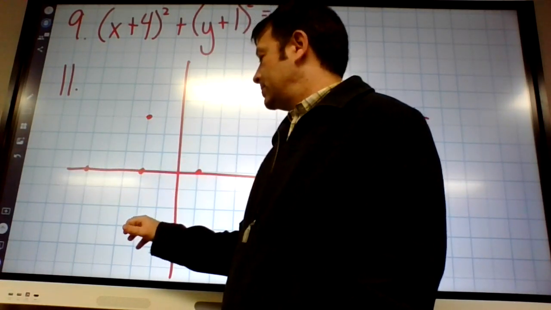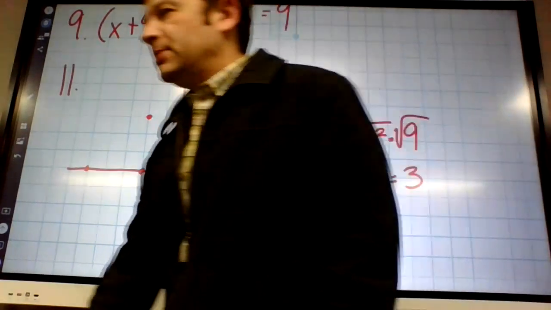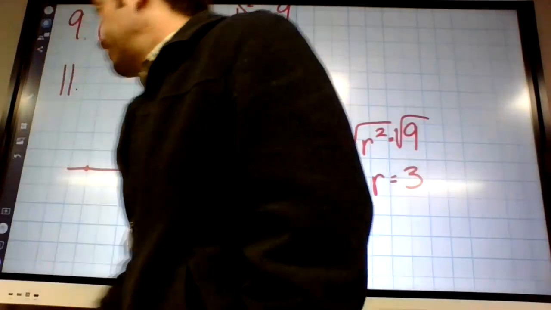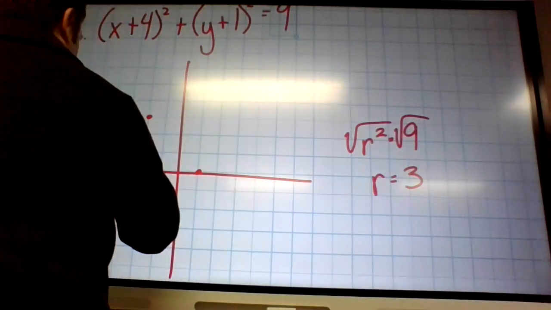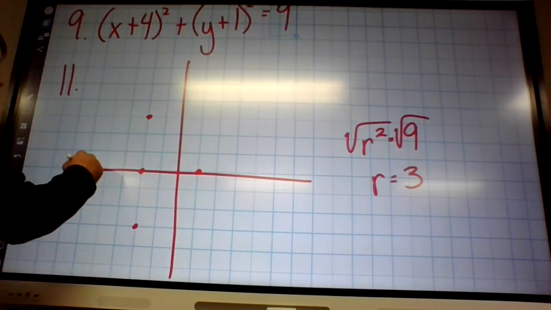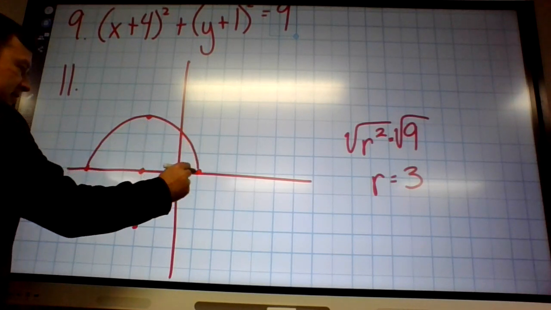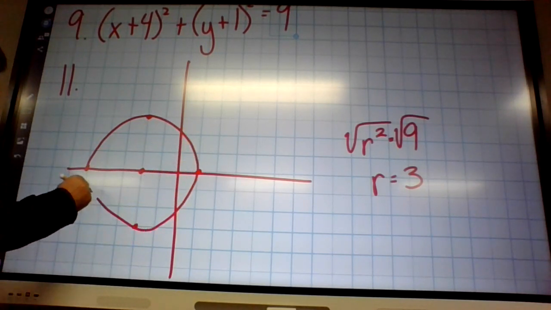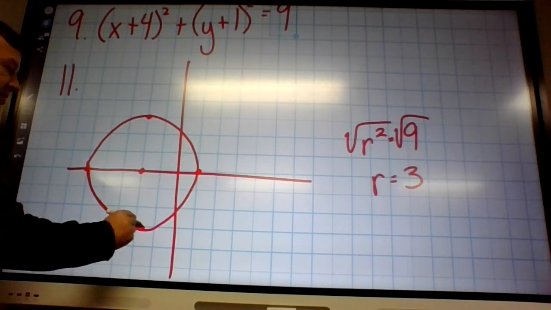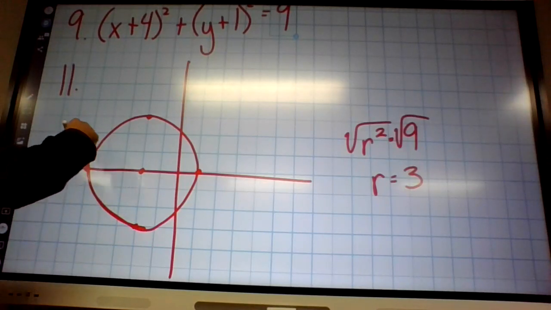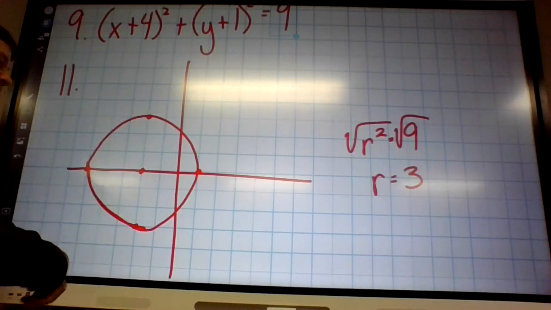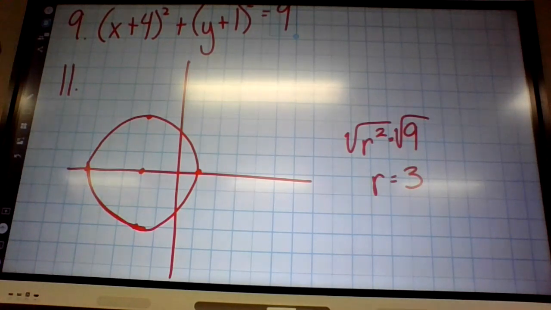And use that to draw a circle. A secret to making it prettier is to do a really light pencil mark. And then if it doesn't go very well, you can do better on the second round.